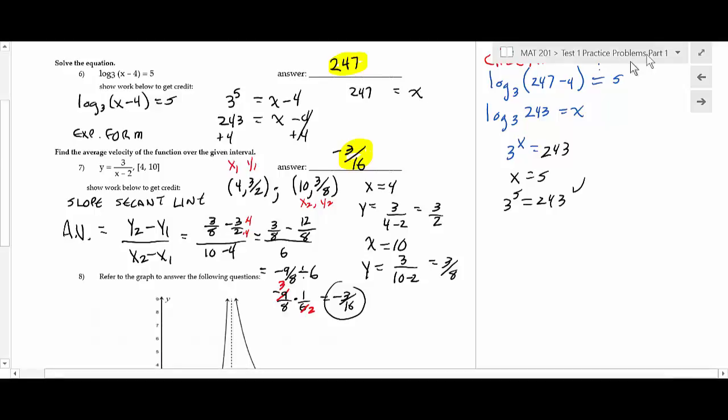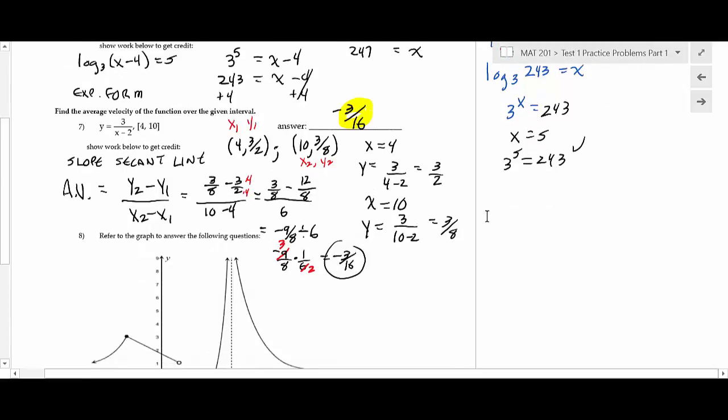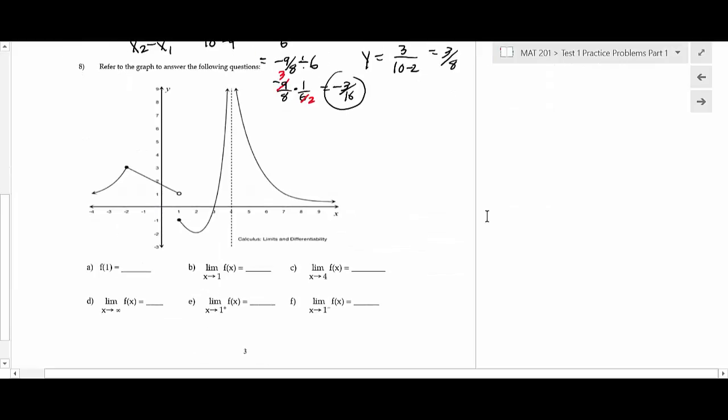So that should be the answer to that problem. Okay, so moving to the next one. Of course, the next thing we want to be able to do is to evaluate some limits, like we've learned. So the first thing is this one.